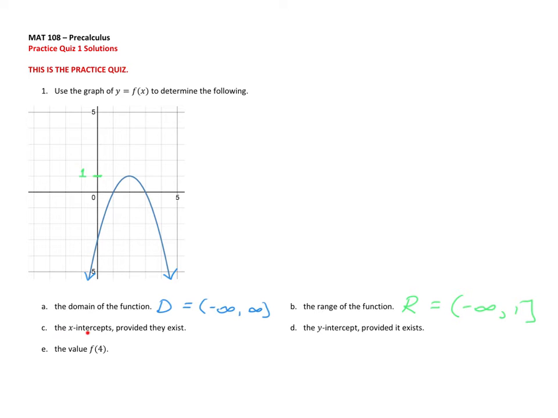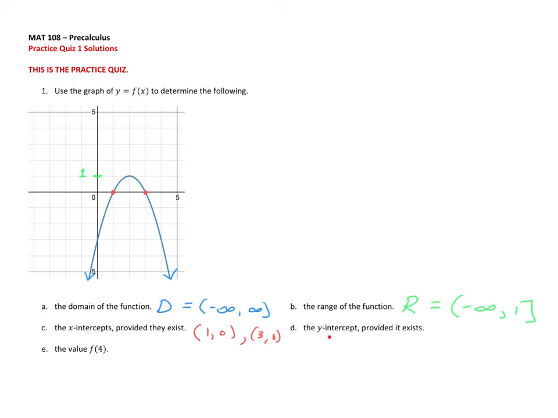Next, we want to find the x-intercepts provided they exist. This is any spot where the graph crosses over the x-axis. And I see there are two places where that happens. There is a spot here and a spot here. If I want to know those values, it looks like this one has an x value of 1 and this has an x value of 3. So the x-intercepts are (1, 0) as well as (3, 0). So it's these 2 points where the graph is actually on the x-axis.